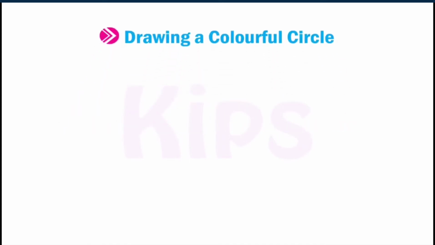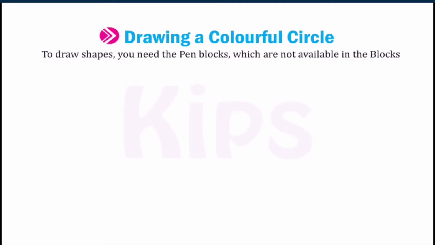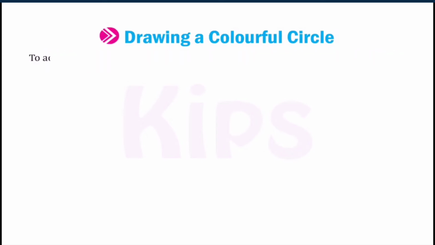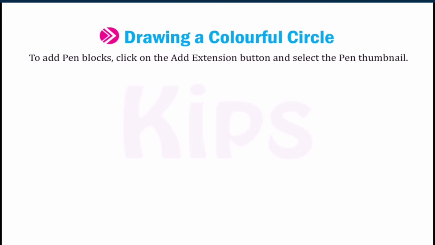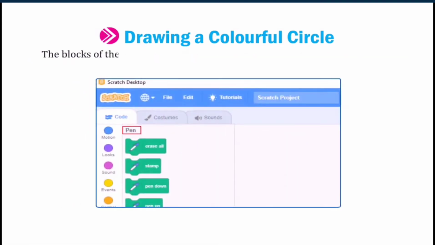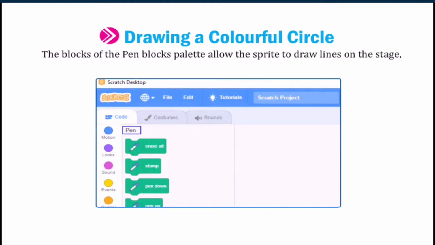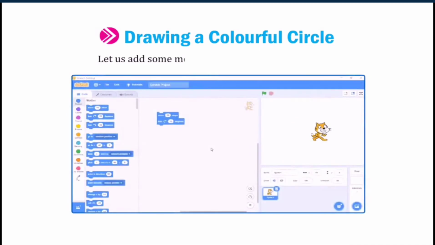Let's learn the most interesting topic, drawing a colorful circle. To draw shapes, you need the pen blocks, which are not available in the blocks panel by default. To add pen blocks, click on the Add Extension button and select the pen thumbnail. The blocks of the pen blocks palette allow the sprite to draw lines on the stage, change the color and the thickness of lines. Let us add some more blocks to the previous project.